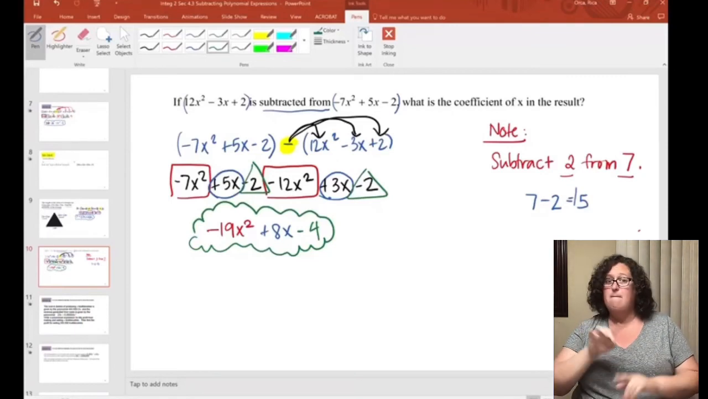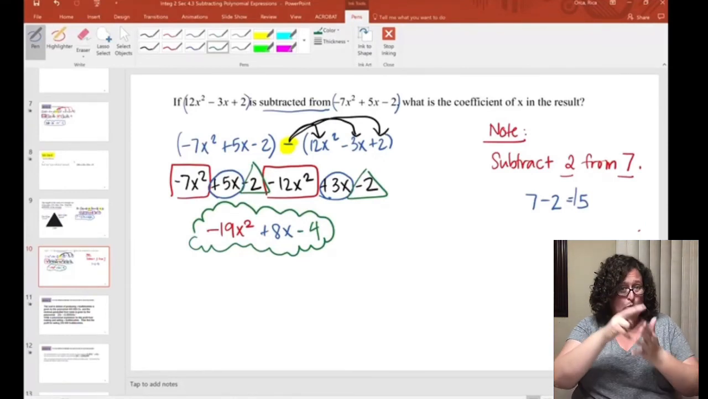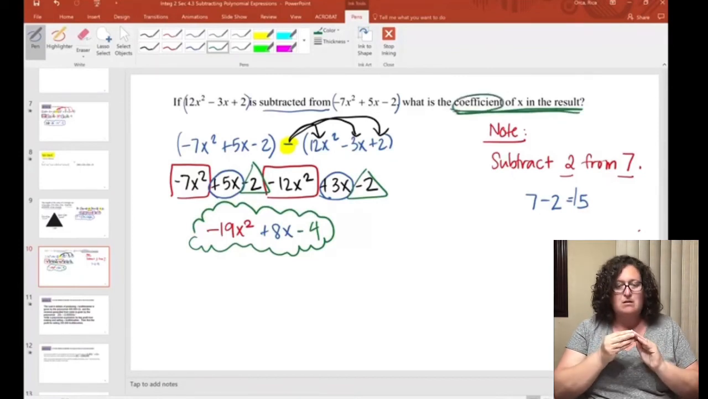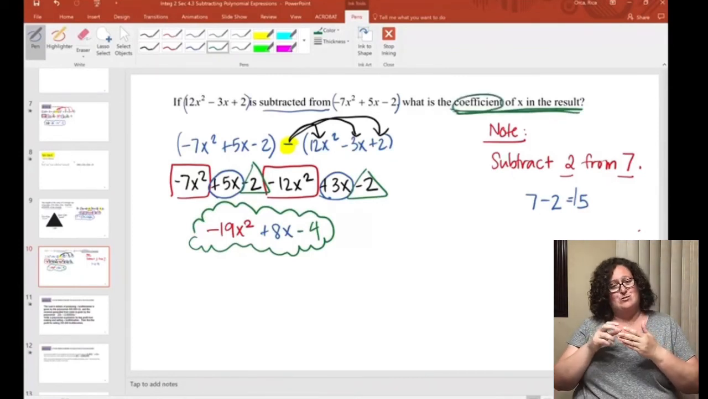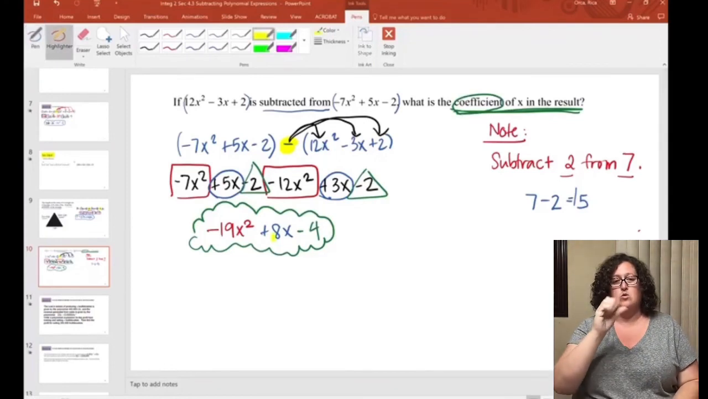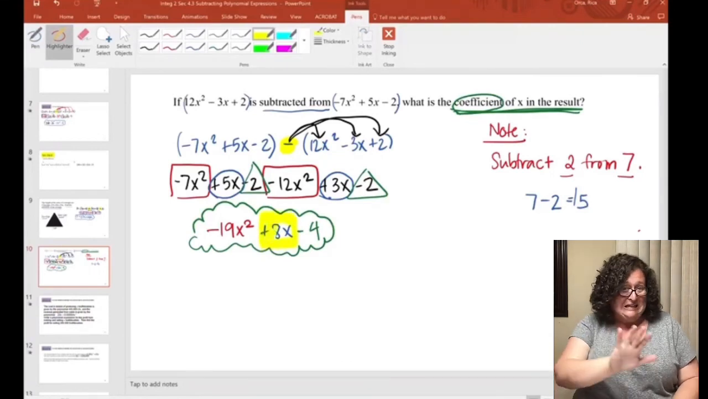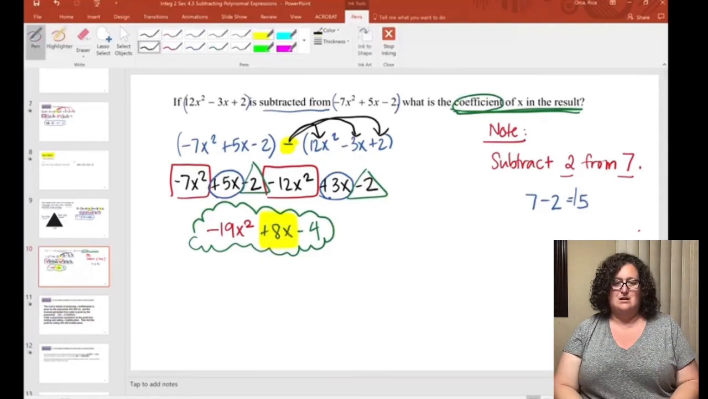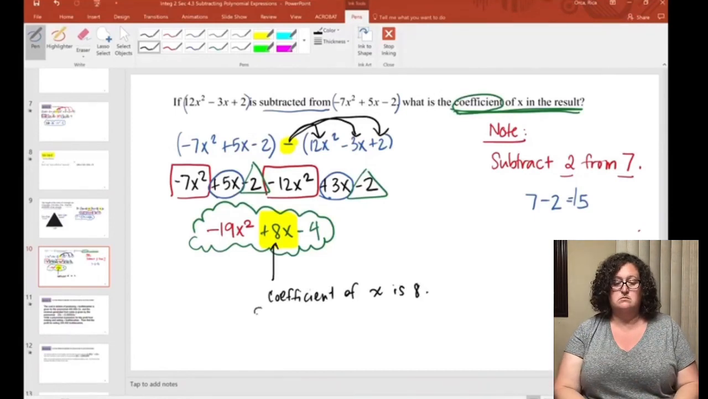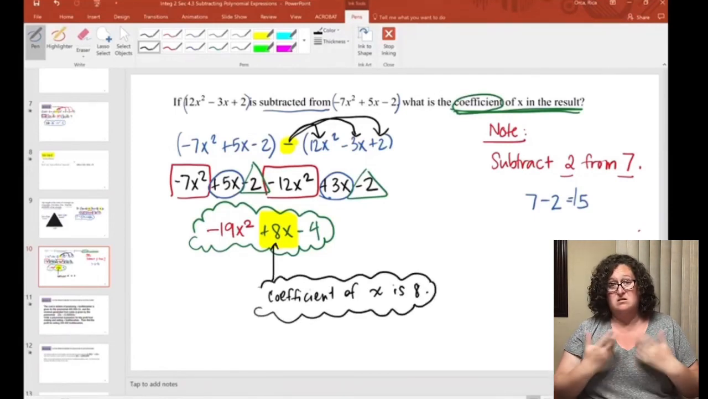However, we're not done, because if you read the problem, it wants us to find the coefficient of x in the result. The word coefficient represents the number that goes in front of x. So the coefficient of x, this is what we want to look at. The coefficient of x is simply 8. Coefficient of x is 8. And so the final answer is 8.